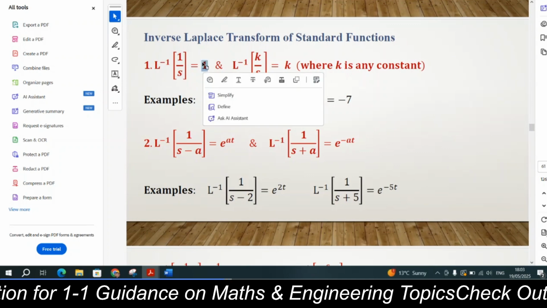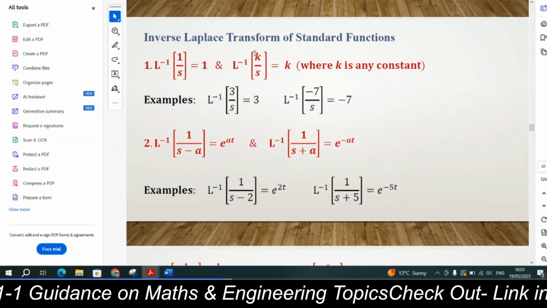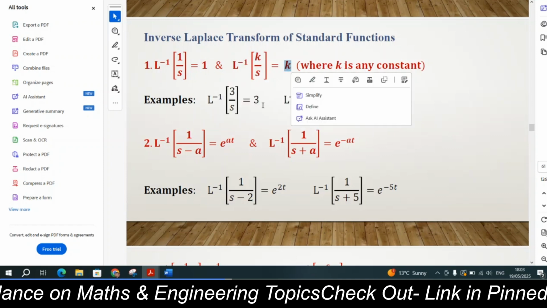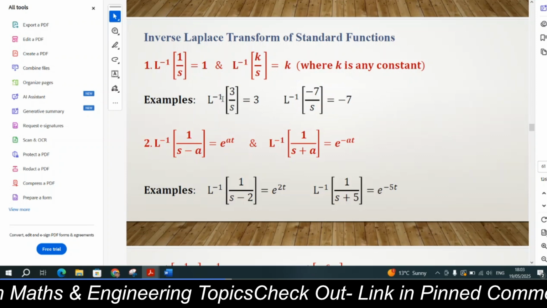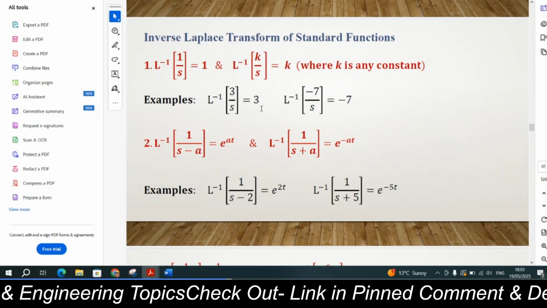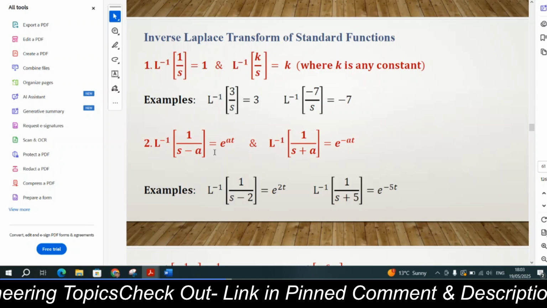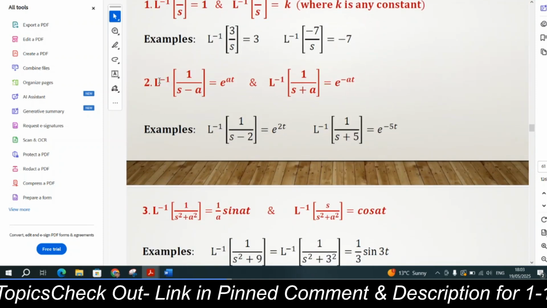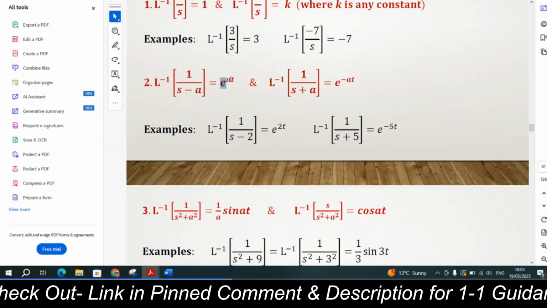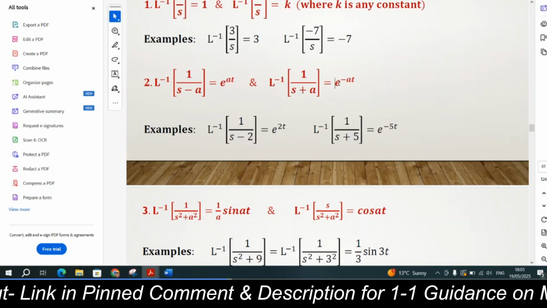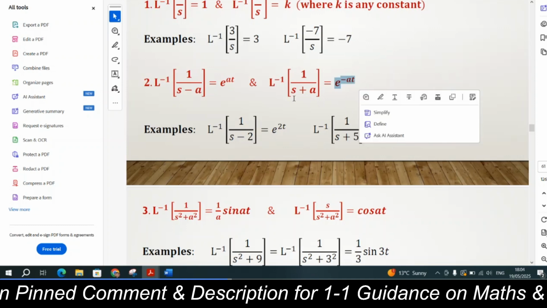Inverse Laplace transform of standard functions. We know the Laplace transform of 1 is 1 over s. So the inverse Laplace transform of 1 over s becomes 1. Similarly, the inverse Laplace transform of k over s becomes k. Examples: the inverse Laplace of 3 by s is 3, and the inverse Laplace of minus 7 upon s is minus 7.